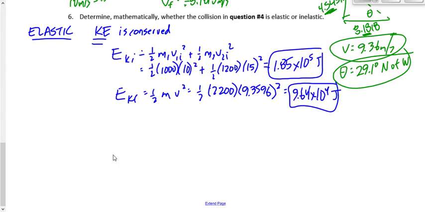So we knew this was inelastic because they stuck together. Right? Non-mathematically, it had to be inelastic. But mathematically, we've just shown that it's inelastic as well because kinetic energy is lost. Does that make sense? If they stick together, it's inelastic. If they bounce apart, it's probably inelastic, but not for sure. If kinetic energy is lost, it's inelastic.